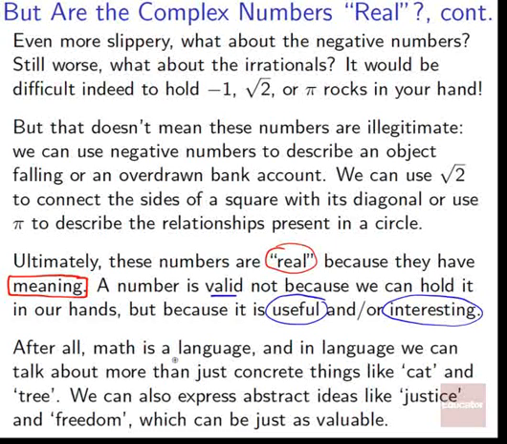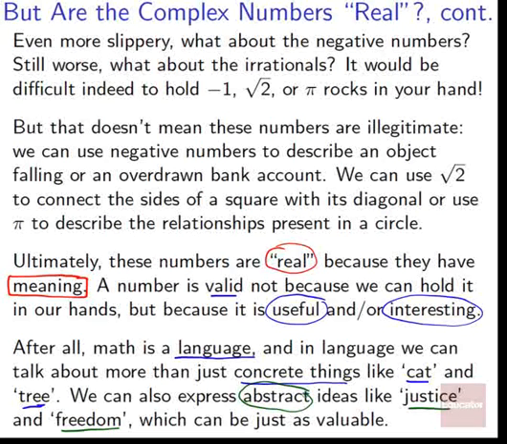After all, math is a language, right? And in language, we can talk about things that aren't just concrete. So you can talk about things like cat and tree, but at the same time, you can also express abstract concepts, things like justice and freedom, right? You can walk down the street and point at a cat and point at a tree, but you can't really hold a justice in your hand and you can't say, oh, look, here is a freedom. They're not tangible, real things. They're abstract concepts that require us to think in this other way.